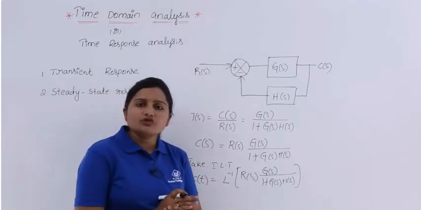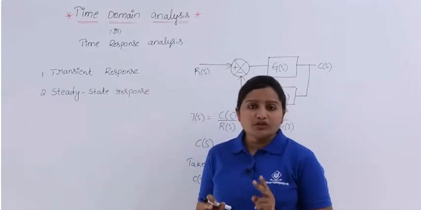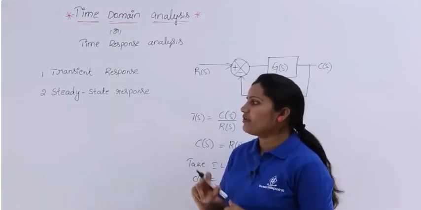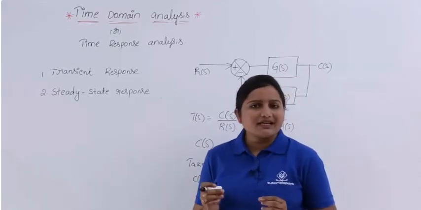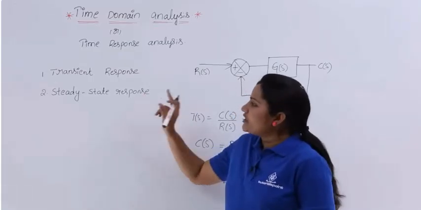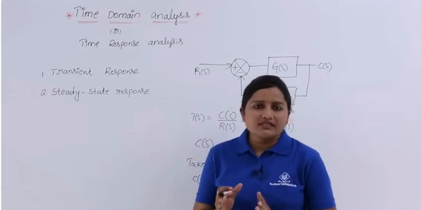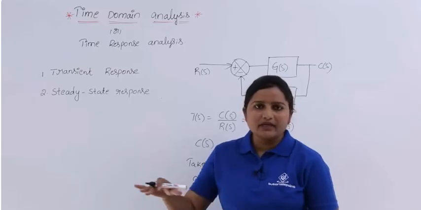Now, coming to the types of response. We have two types of time response: the transient response, and the second one, the steady state response. The transient response is the response of the system which varies with time. Coming to the steady state response, the steady state response of a system won't change with time; it stays constant.